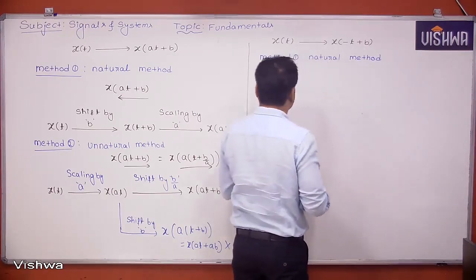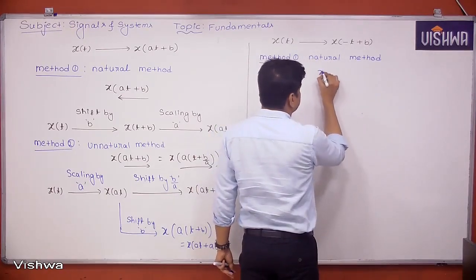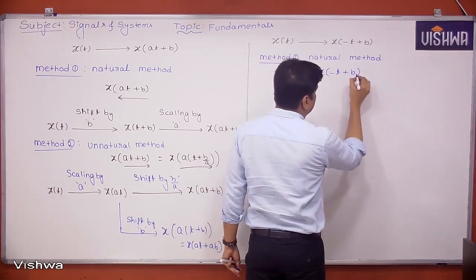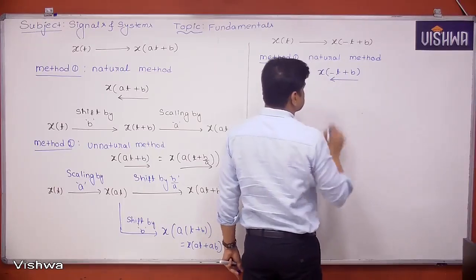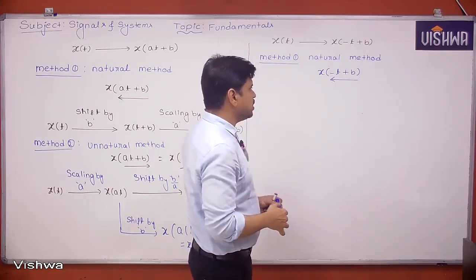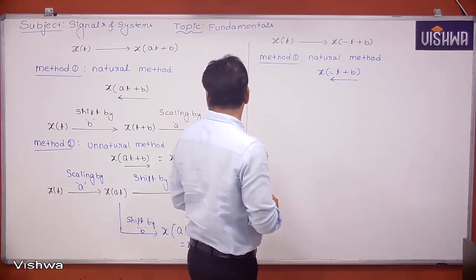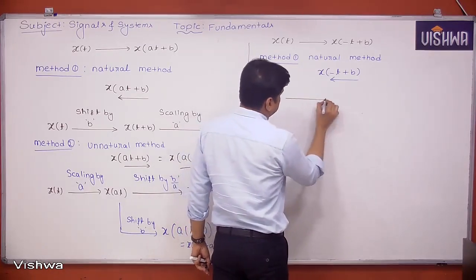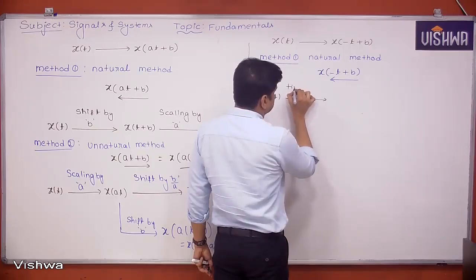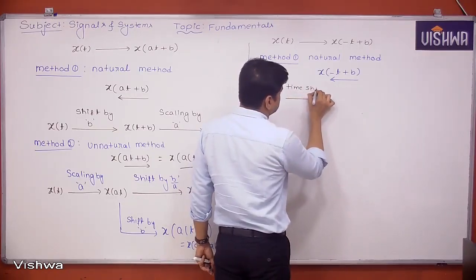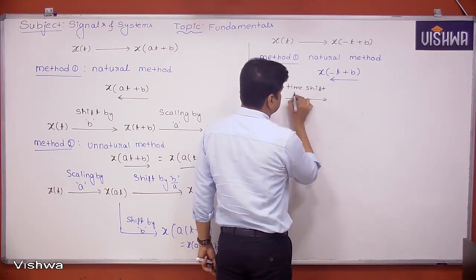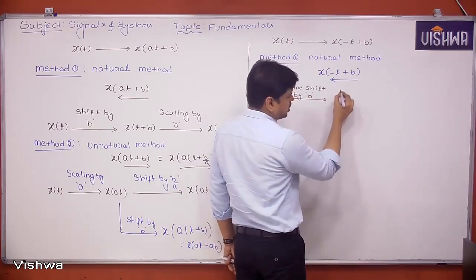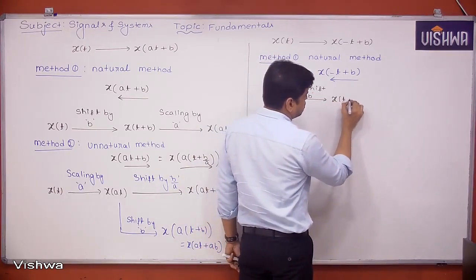In the natural method, if I try to find x of minus t plus b, the order of operations is in this direction. That means first shifting, then time reversal. So how can we do that? Let's say x of t is given. If I do time shift by b, then t has to be replaced with t plus b, giving x of t plus b.